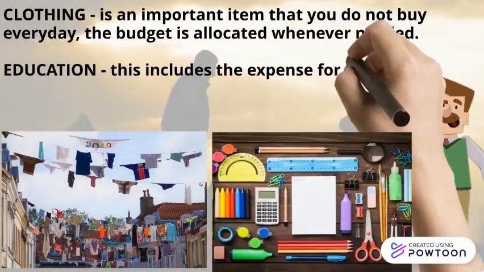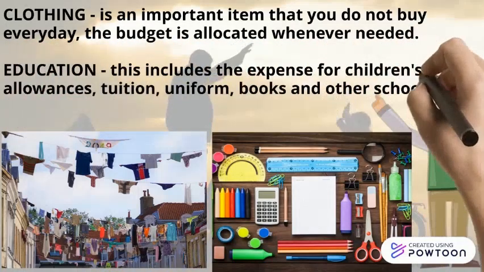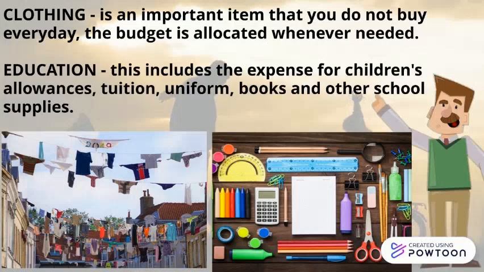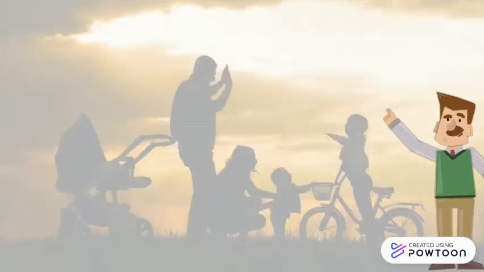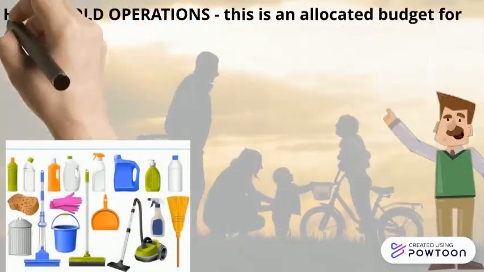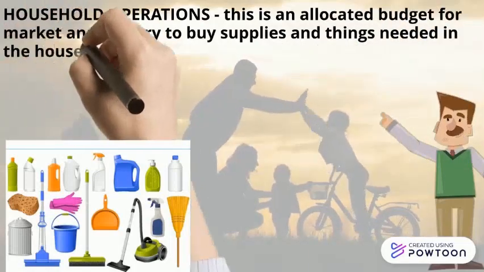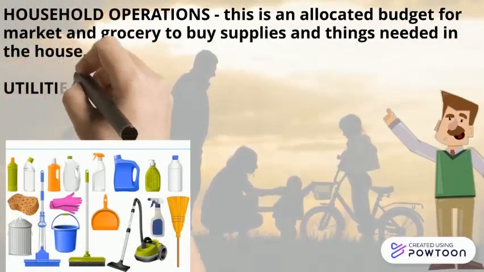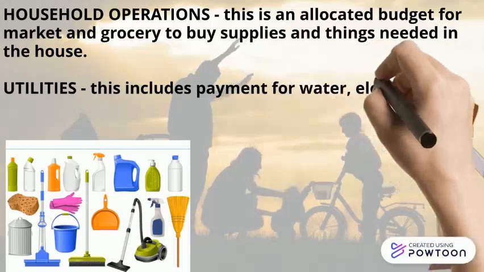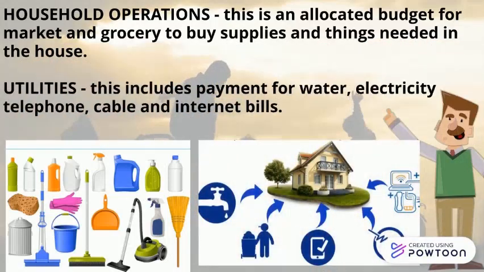Education. This includes the expense for children's allowances, tuition, uniform, books, and other school supplies. Household operations. This is an allocated budget for market and grocery to buy supplies and things needed in the house. Utilities. This includes payment for water, electricity, telephone, cable, and internet bills.